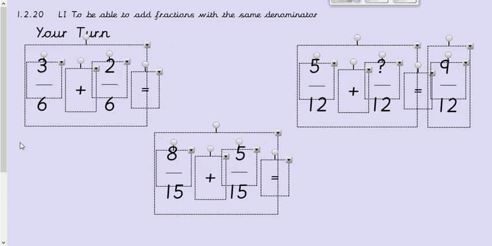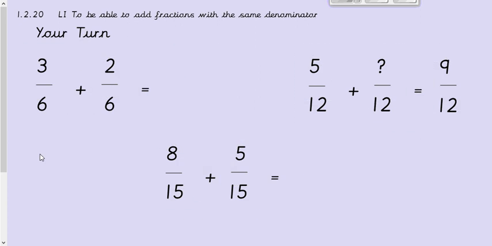So now it's your turn to have a go. So if you feel confident, have a go at those. See if you can work out what the answer is. This one, you've got to find out what the question mark is. And if you're not sure, then we'll go through them together now. So 3/6 add 2/6. The denominator is the same. Therefore, our answer, the denominator is going to be 6. And then we just add the numerators. So we have 3, add 2, 3 in your head, 2 on your fingers, 4, 5. Therefore, the answer is 5/6.